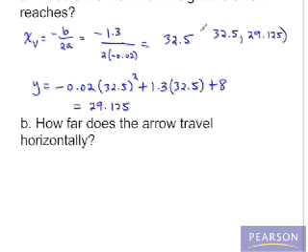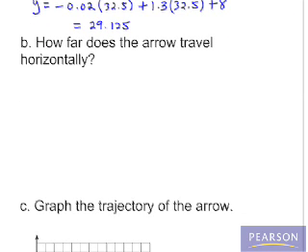So I'm going to write that as an ordered pair. The maximum height would be the y-coordinate of the vertex. So the maximum height reached is 29.125 meters. B. How far does the arrow travel horizontally?